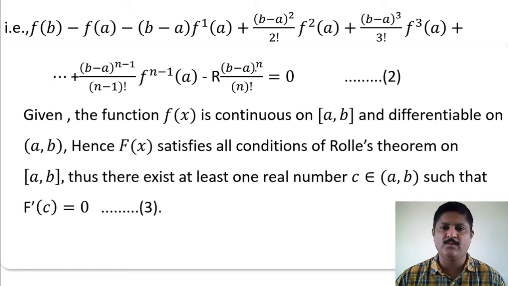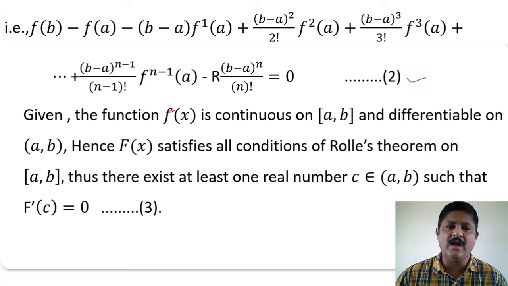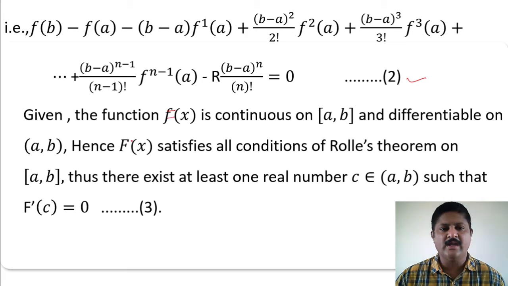Given the function f of x is continuous on closed interval ab and differentiable on open interval ab, therefore capital F of x is continuous on closed interval ab and differentiable on open interval ab. Also F of a equals to F of b. Therefore capital F of x satisfies all the conditions of Rolle's theorem on closed interval ab. Therefore there exists at least one real number c belongs to open interval ab such that F dash of c equals to 0. Call it as equation number 3.